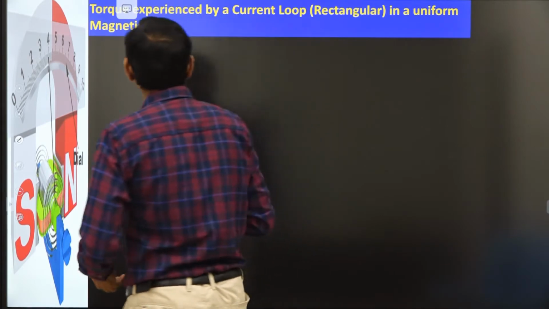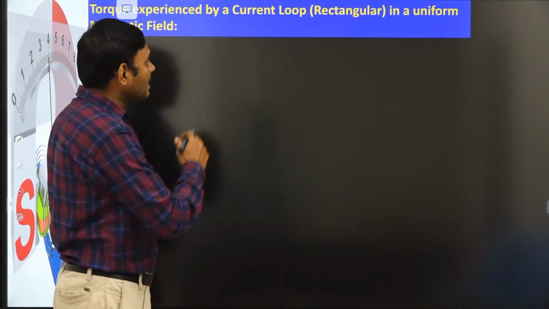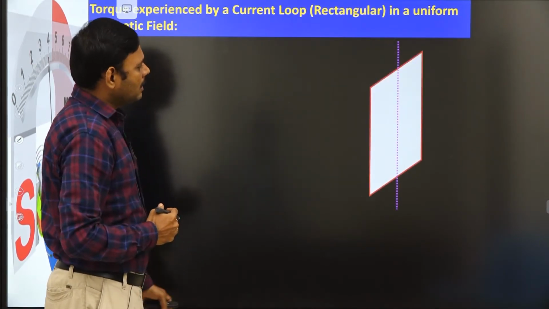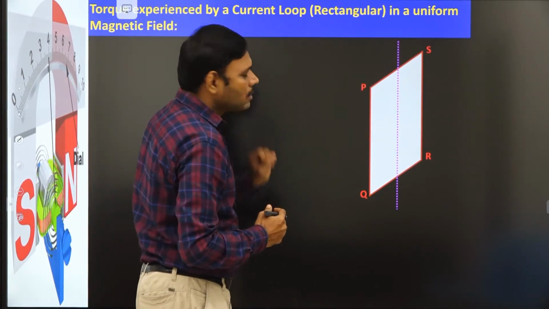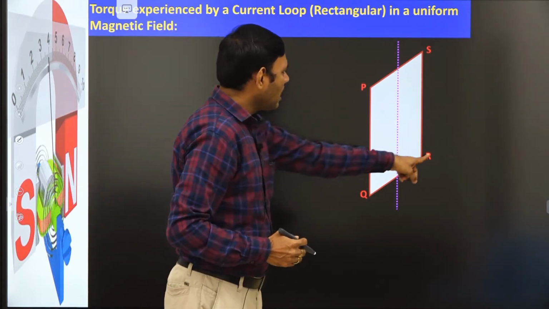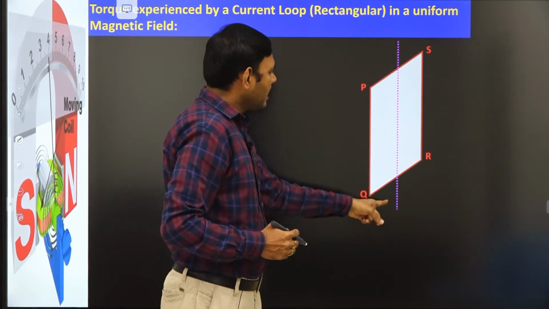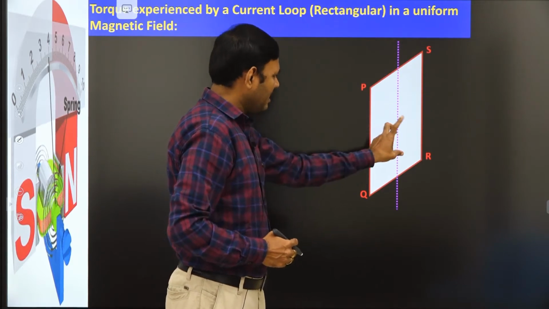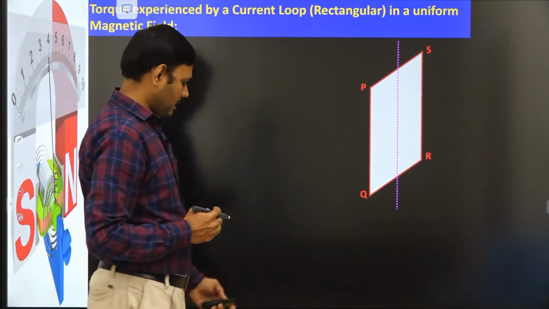To derive the expression for the torque experienced by a current loop, which is rectangular in a uniform magnetic field, let us consider a rectangular loop. Students, here you are observing a rectangular loop named PQRS. This is the axis at which it is pivoted. This coil may rotate around this axis. Here PQRS is the rectangular coil.